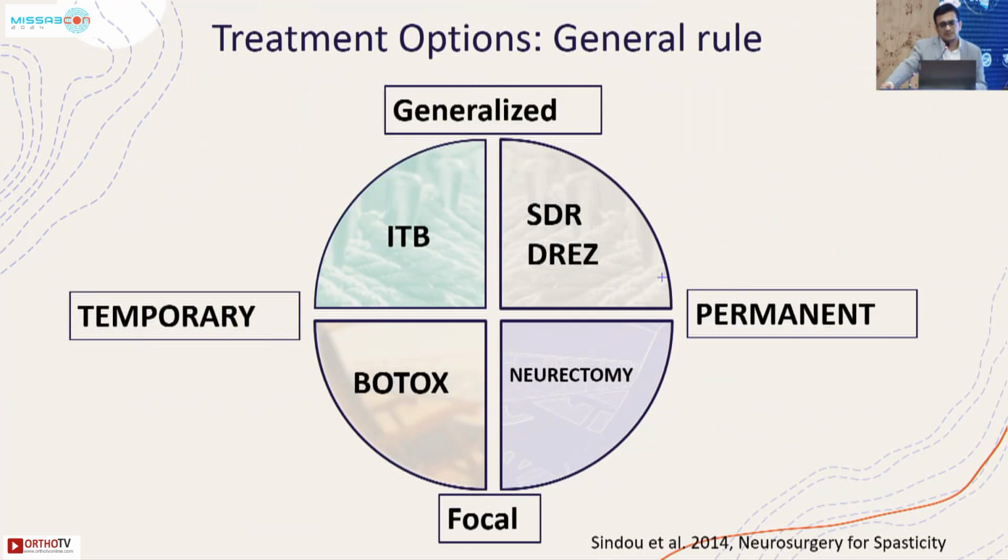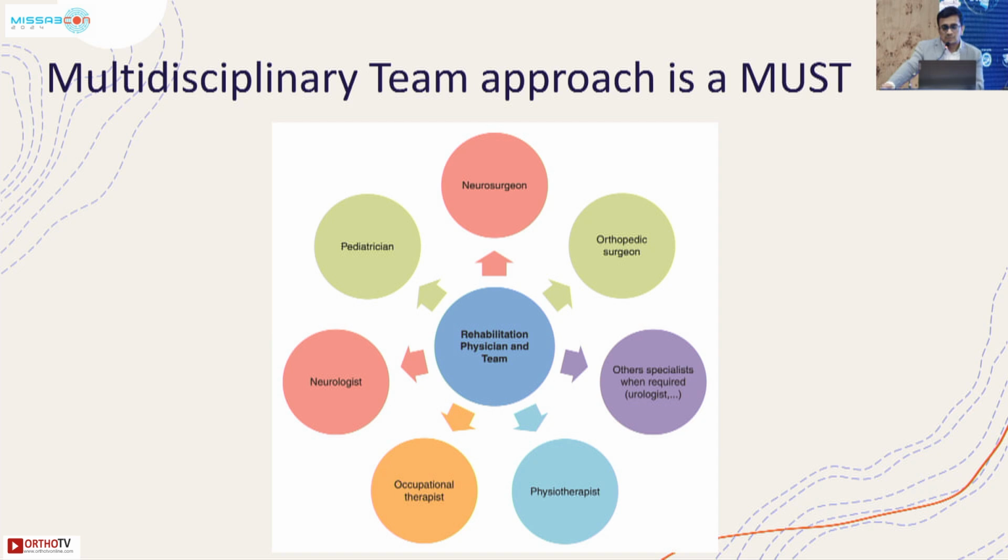Broadly, spasticity treatment depends on whether it is focal or generalized, and on the primary underlying disease: whether it is temporary, permanent, progressive, or already limited. All those factors are taken into account when we are considering intrathecal baclofen, selective dorsal rhizotomy, Botox injections, or peripheral neurectomies.